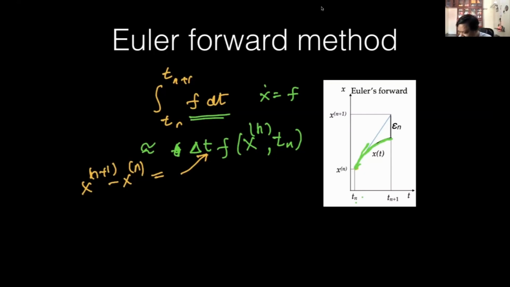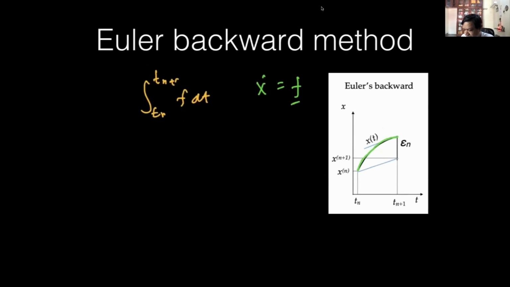Now this is an error, right? Because my real value at x and tn plus 1 is here, but my projected value is here. So this is error. Anyway, this is called Euler forward. It's a simpler scheme, of course it has error, but I'm going to show you how to estimate error and how to do something called stability analysis a bit later. Now let's look at this next scheme, Euler backward scheme.